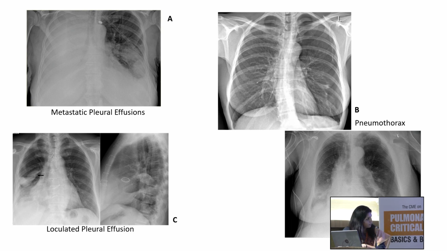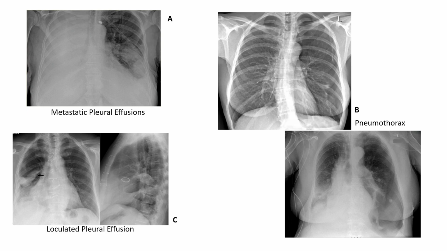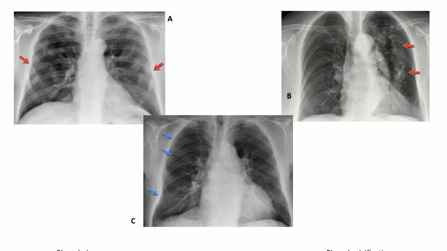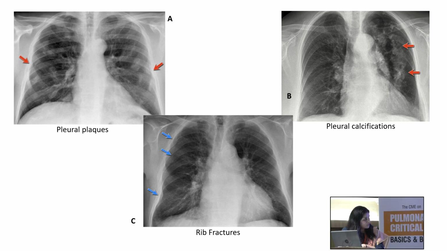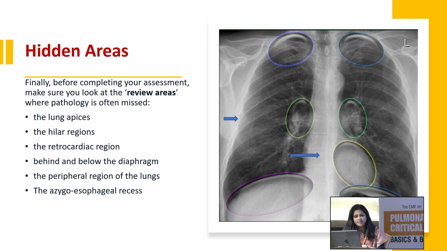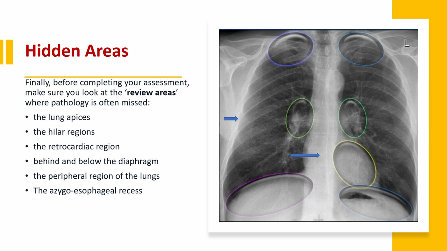And again, my picture is blurring, but there is a deep sulcus sign here, which is suggestive of a pneumothorax. These are pleural plaques, which you commonly see in asbestosis. Pleural calcifications are signs of old infection or maybe a hemorrhage, something which has been long standing in the pleura, and rib fractures. Hidden areas: whenever you complete your assessment of an X-ray, look at these hidden areas, especially in a normal looking X-ray: the apices of the lung, the hilar regions, the retrocardiac left area, below the diaphragm and behind the diaphragm, the peripheral zones and the esophageal recess.